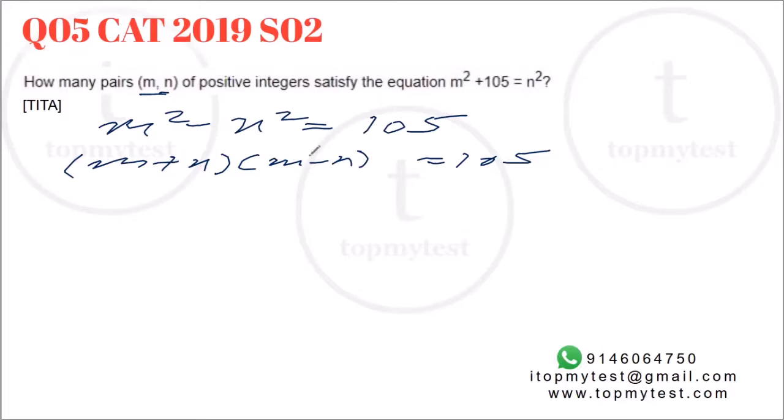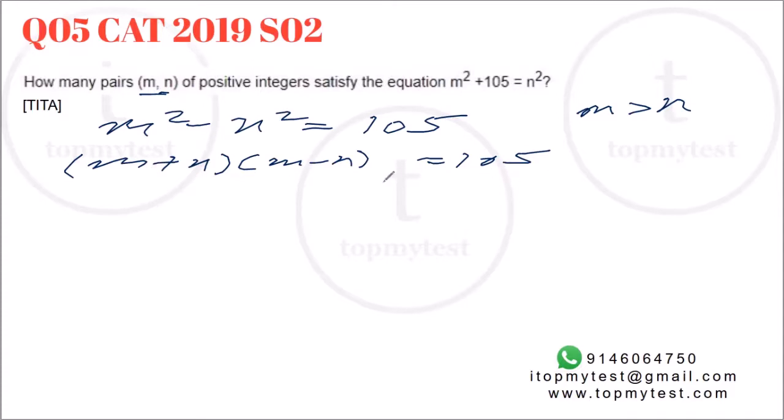We know m has to be more than n, because if m is less than n, then this will be negative. Negative into a positive number cannot be a positive number. So we know m has to be greater than n. So this is product of two numbers which gives you 105. So we need to basically split 105 into two factors. The smaller factor will be m minus n. Larger factor will be m plus n.